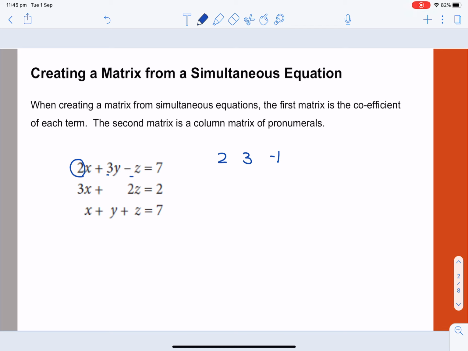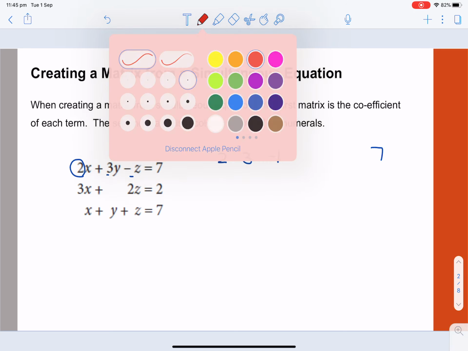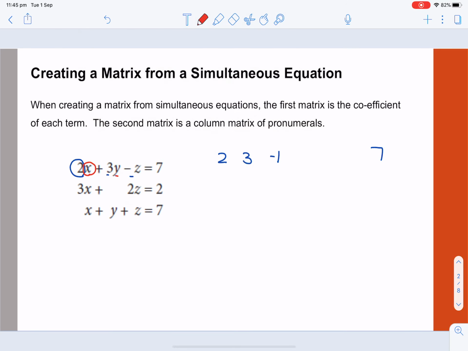Number 7. Now, each of these coefficients is multiplied by a pronumeral. And that's x, then y, then z. So what I do is I put that into a column matrix on the side there: x, y, and z. There's my brackets around my first matrix.